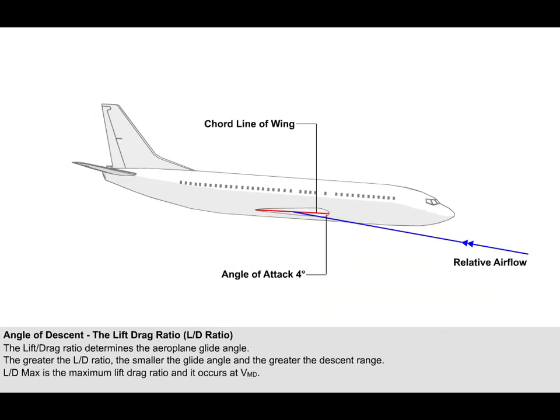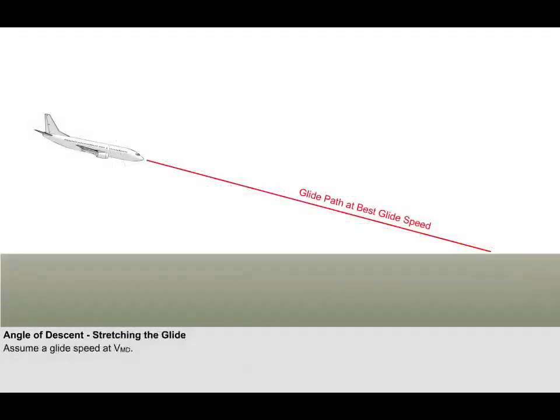If the angle of attack is greater or less than 4 degrees, the speed will change, the lift-drag ratio will decrease in value, and consequently the angle of glide will increase. If, following an engine failure, you fly at VMD, your aeroplane will be flying at the flattest possible glide angle. Never try to stretch the glide by raising the nose of the aeroplane. If you do so, the speed will decrease and the glide angle will steepen. At any speed other than VMD, your glide angle will be steeper than the optimal glide angle.